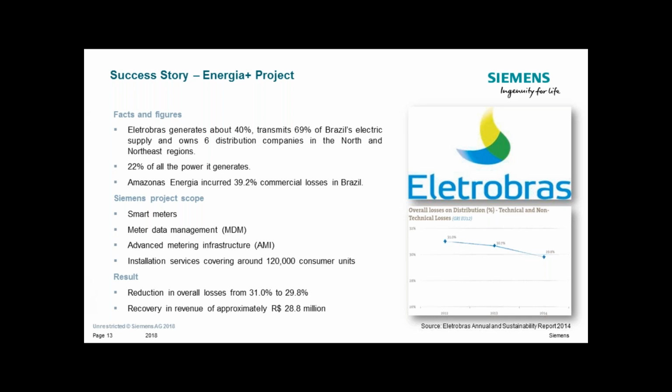So what Siemens did was employ smart meters, meter data management, and smart grid equipment, including advanced metering infrastructure. This resulted in an overall reduction of losses from 31% to 29.8%. If you convert that into an amount, it is approximately 28.8 million Brazilian reais, which is around 6 million US dollars. So that is a huge saving from using modern technologies and advanced metering infrastructure.